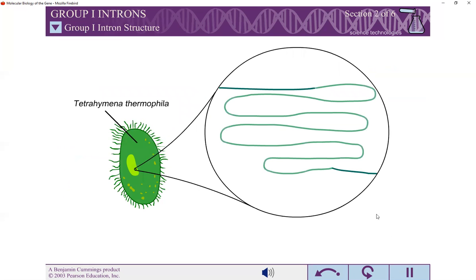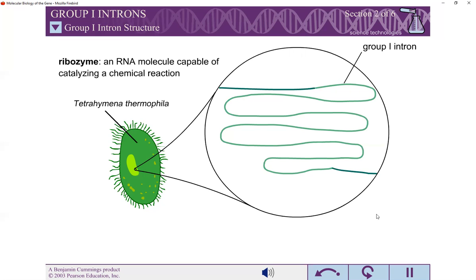The first group 1 intron was identified in the ribosomal RNA of Tetrahymena thermophila, a unicellular ciliated freshwater protozoan. In fact, this group 1 intron was the first RNA molecule proven to be capable of catalyzing a chemical reaction without the aid of proteins. Such catalytic RNA molecules are called ribozymes.